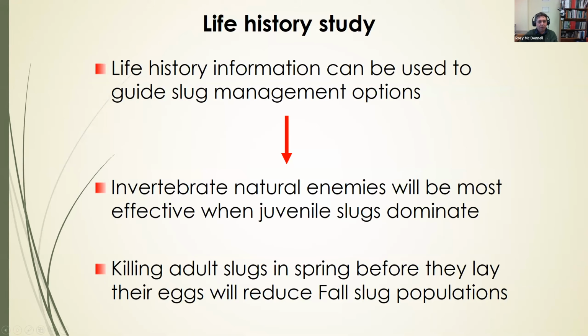Also, and because the grey field slug lays most of its eggs during the spring, if we can kill the adult slugs before they release their eggs into the environment, or the baby slugs shortly after they hatch, then we're going to have a smaller fall slug population to deal with. Why? Well, because the slugs that hatch from the spring-laid eggs make up the bulk of the fall slug population. And it's in the fall that these slugs cause the most damage.